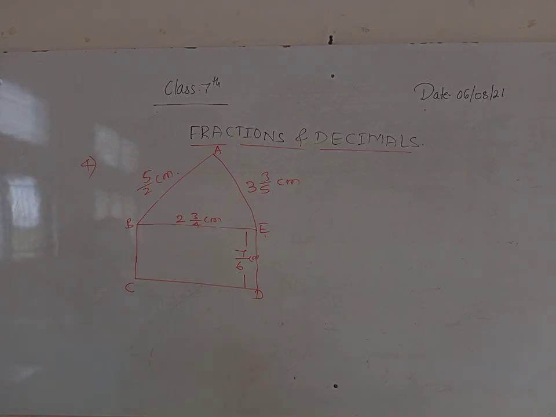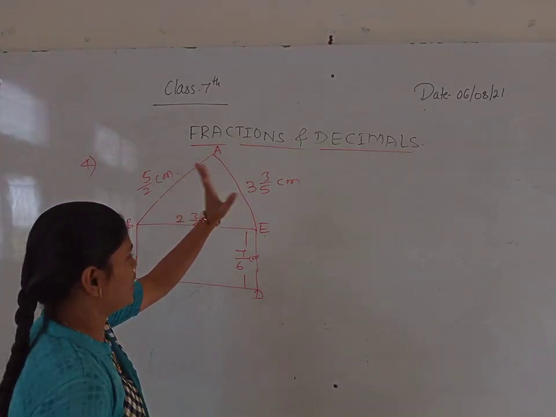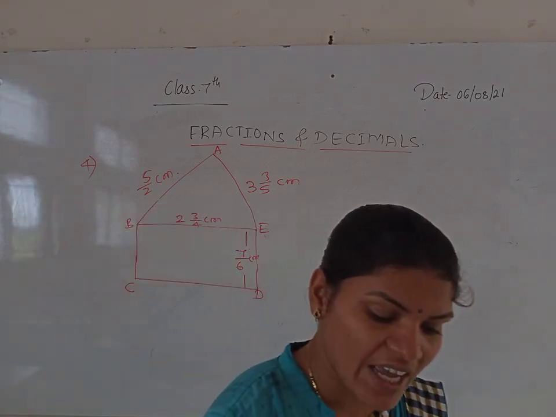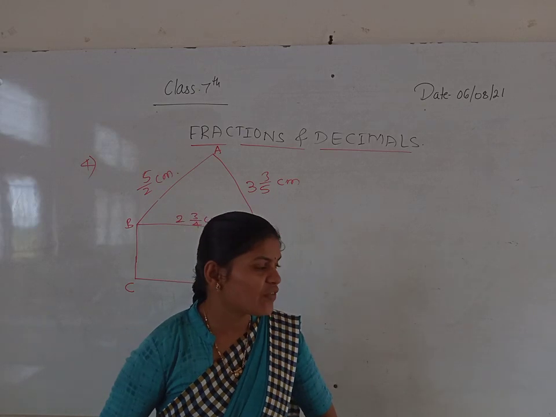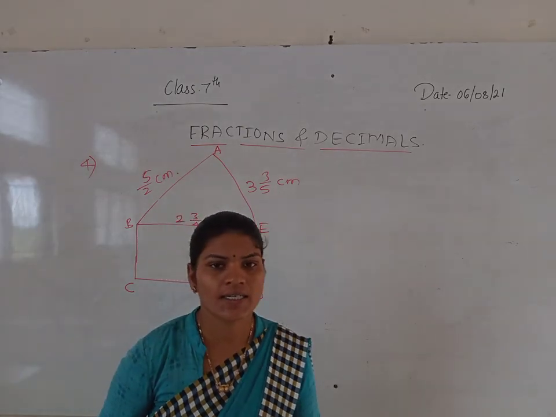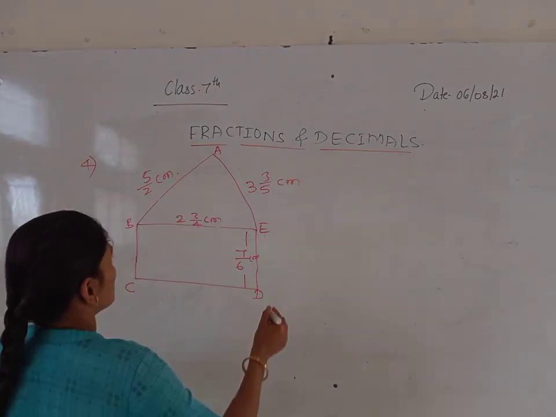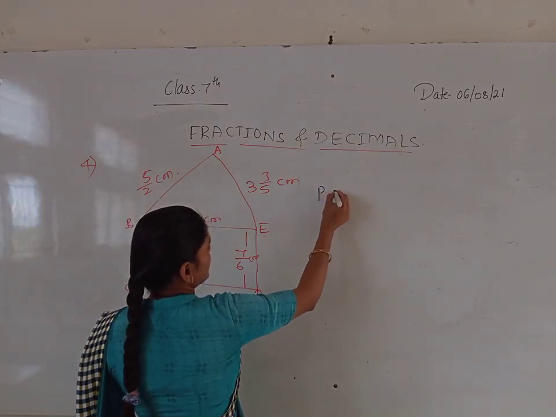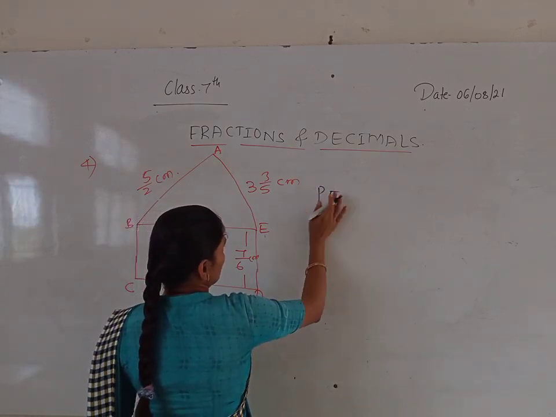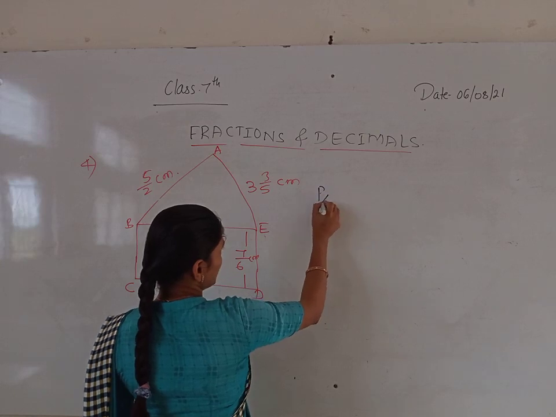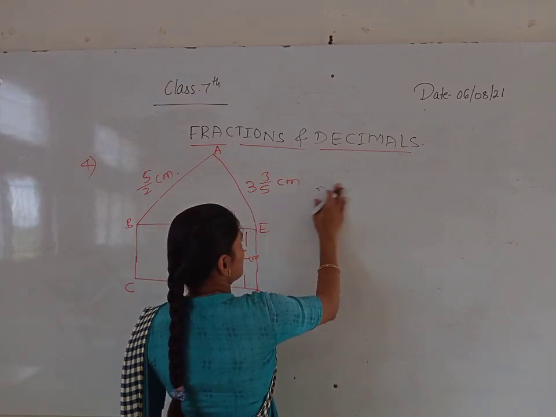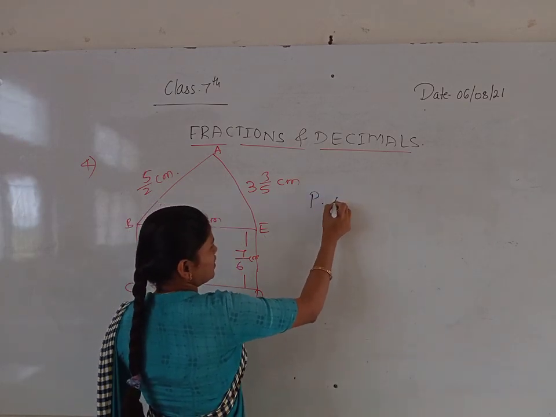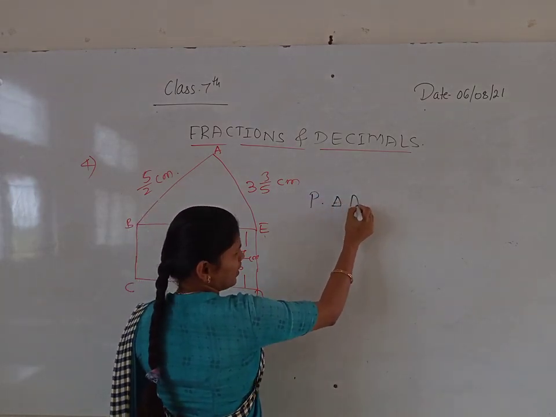Now we first have to find the perimeter of triangle ABE. What is the perimeter of a triangle? We add all three sides of the triangle to get its perimeter. Here, the perimeter of triangle ABE.